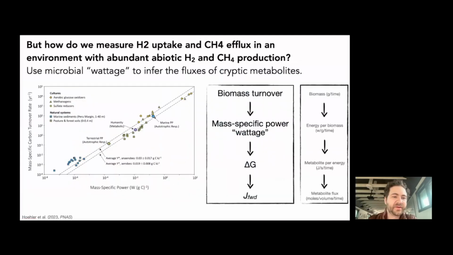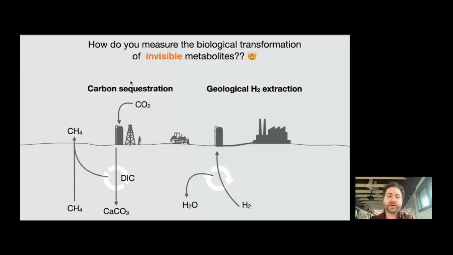And so this gets us to the question of how we measure hydrogen uptake and methane efflux in an environment with abundant abiotic H2 and CH4 production. So this gets back to the slide earlier, where ultimately we want to measure the biological transformation of these invisible metabolites, where we're not sure how much methane is coming from microbes, how much is coming from the formation, and similarly, we're not able to measure all the hydrogen that's lost. We're only able to measure the hydrogen that leaves the system on the surface.